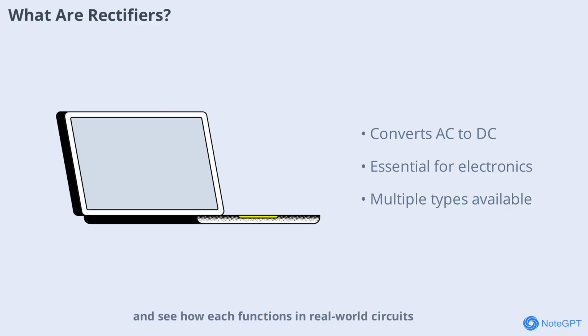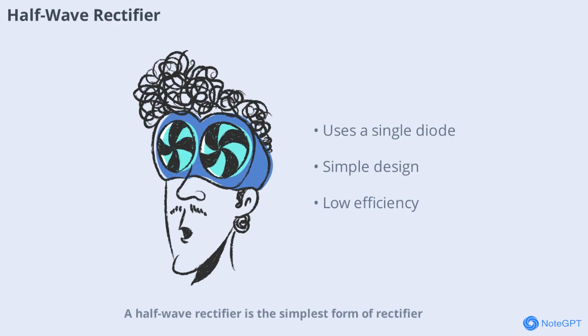in real-world circuits. The half-wave rectifier is the simplest form of rectifier. It allows only one half of the AC waveform to pass through, blocking the other half. This means that only the positive or negative portion of the input signal is used, resulting in a pulsating DC output. While not very efficient, half-wave rectifiers are often used in low-power applications where simplicity and cost are more important than performance. Let's look at how a diode plays a key role in this process and why this configuration is a stepping stone to more advanced rectifiers.